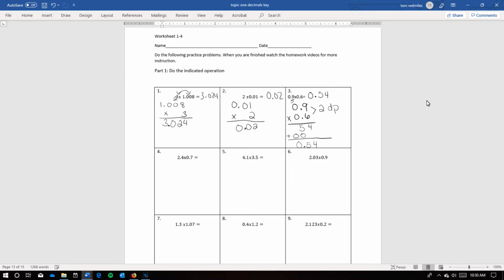In this one, there's 1 decimal place in this number, 1 decimal place in this one. So my answer will have 2 decimal places. All right, so I'm going to line these up. I'm going to multiply through my 7 first, starting underneath the 7. 14 plus 2 more is 16. Then I'm going to multiply the 0 starting underneath the 0. And then I'm going to add going down. 8, 6, 1. I should have 2 decimal places. So my answer is 1.68.